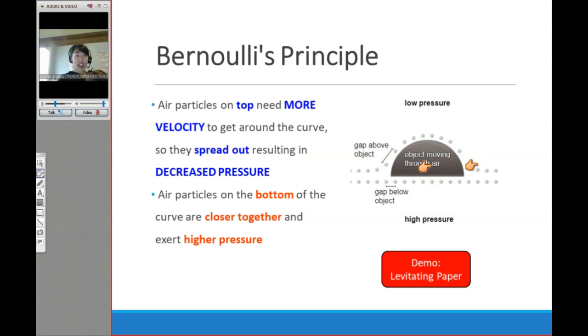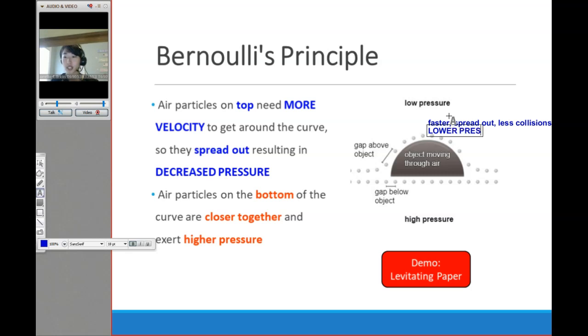And if they spread out, are there more or less collisions? Tell me in the chat box. If particles are spread out, are there more or less collisions? The more spread out particles or people are, right? Think about if you're more spread out from other people, are you going to have more or less collisions? Less. We're going to have less collisions, right? So we're going to have less collisions, which actually means lower pressure. Okay, remember, we said pressure and collisions are the same thing. So if we have less collisions, that means there's lower pressure above the wing. Smiley faces if that makes sense. So above a curve, they have to move faster, they spread out, there's less collisions. You actually end up with lower pressure.